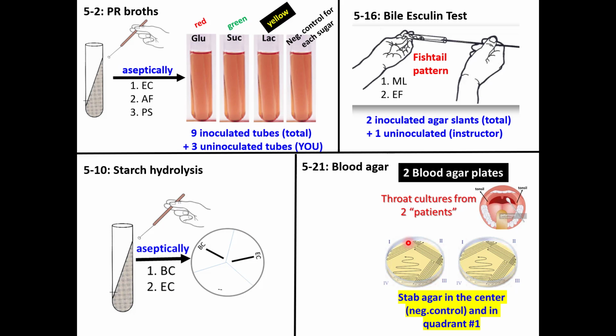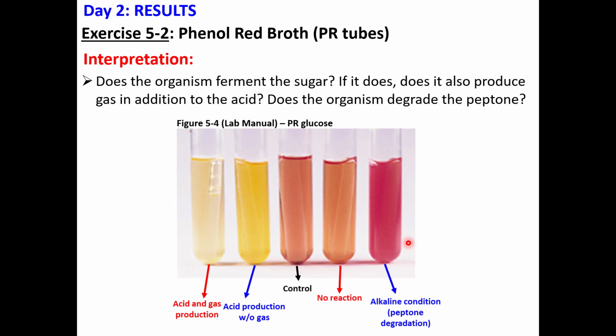Okay, 2 patients for this one. And then 2 days later, we would look at the results. Okay, so let's start with our phenol red broth. You'd have to look in your lab manual to compare the results first, just to see what the results look like, because this is an example of the PR glucose only.